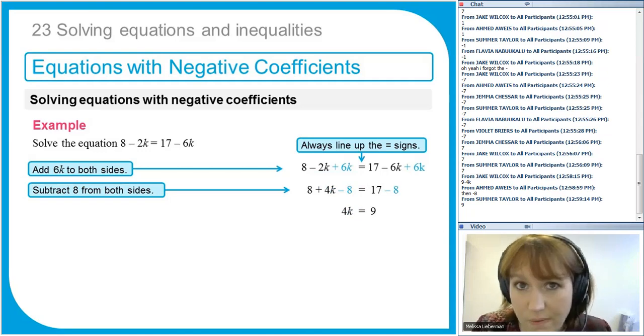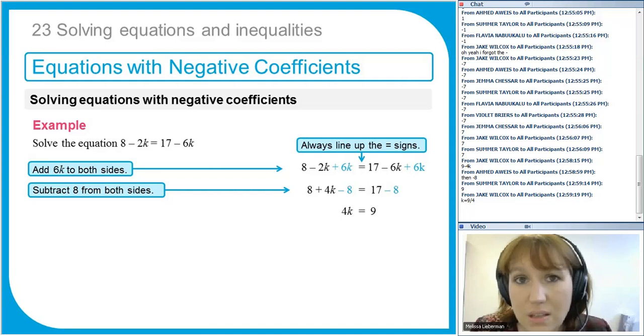Now this shouldn't worry you. 9 is not exactly divisible by 4. That's absolutely fine. It'll just end up with a fraction. No problem with that. So sometimes equations do end up with fractional answers.